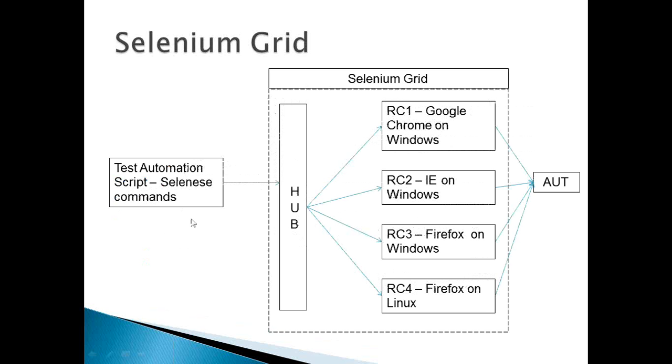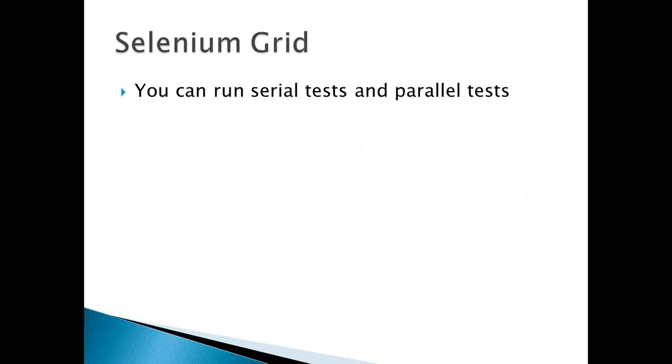So, more pictorially, it will look like this: you have the test automation script, which consists of Selenium commands. You send it to the hub, and then the hub finds out on which systems you want to run it. The information is passed to the hub that these are the instances on which we want the test to be run. So whether on Google Chrome on Windows, IE on Windows, Firefox on Windows, and so on, you would have configured that on the hub. And then it passes those Selenium commands to the application under test on these instances. And this whole thing, that is the hub and these instances, corresponds to what is referred to as Selenium Grid.